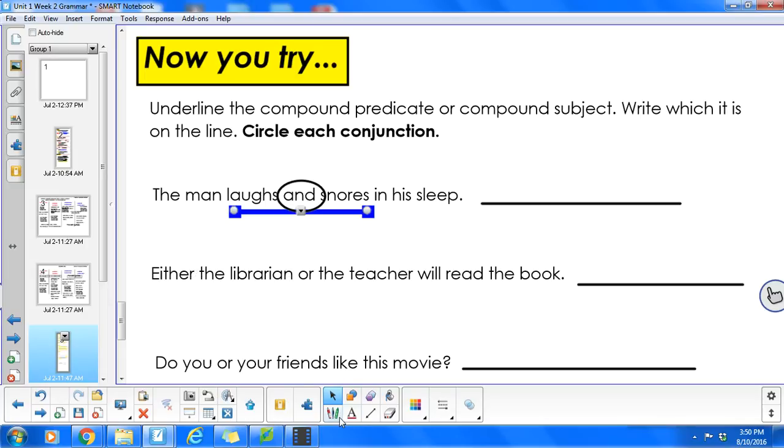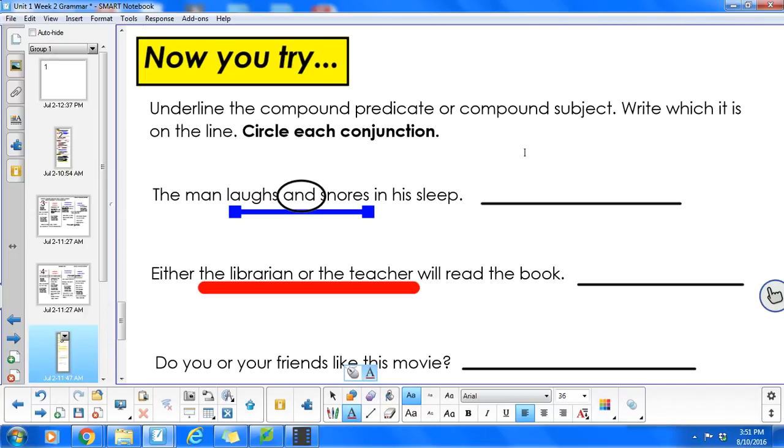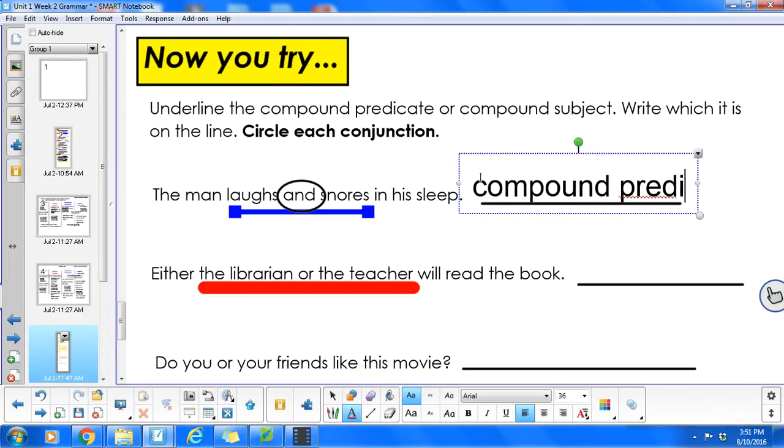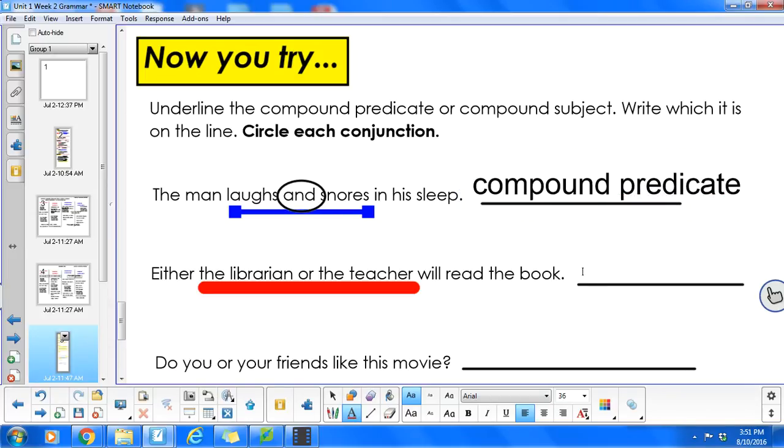What about this one? Either the librarian or the teacher will read the book. This one is the compound subject. We have the librarian and or the teacher. So here we had a compound predicate. And here we have a compound subject.